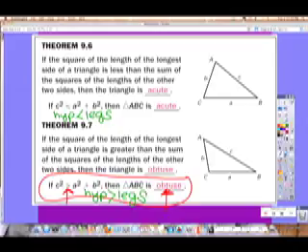Guys, what's C in every single part? Hypotenuse. If they literally are equal, it's got to be a right triangle. If the legs are bigger, it's acute. If the hypotenuse is bigger, it's obtuse. C is the longest side of the triangle.